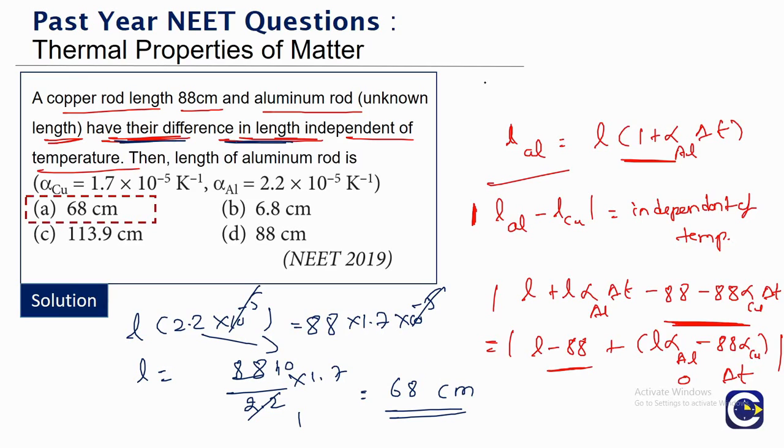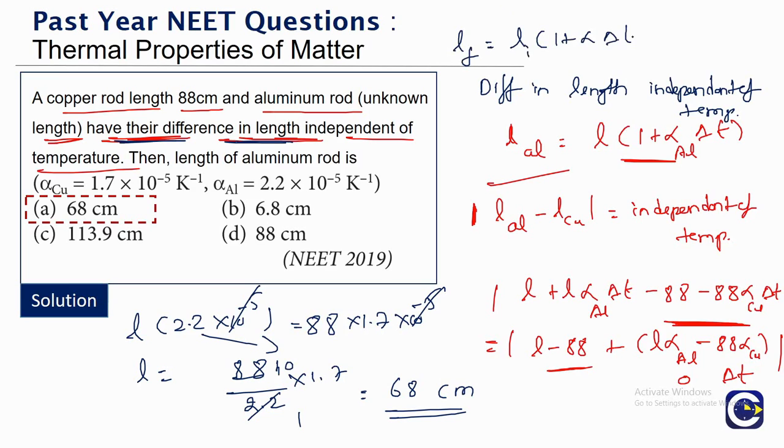So what are we doing? The difference in length is independent of temperature. That is the basic principle. And here we are using the thermal expansion concept. For any rod, final length is equal to initial length into 1 plus alpha delta T, the thermal expansion formula. So here it is a rod, so we are using linear expansion.